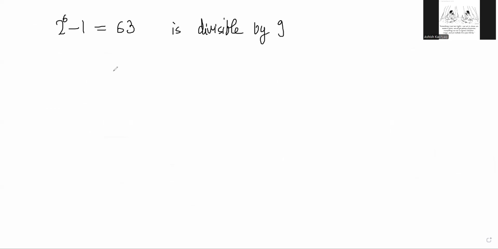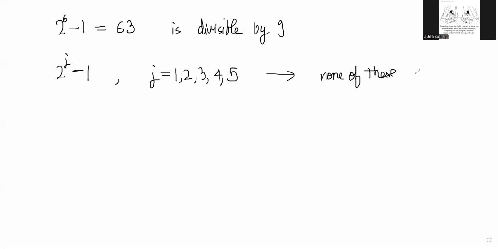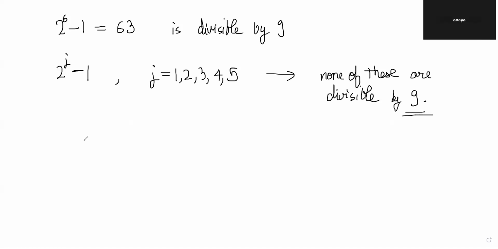Right. If you take any 2 power j minus 1, where j is 1, 2, 3, 4, 5, you will see that none of these are divisible by 9. You can check it, none of these are divisible by 9, right? Right. 31, 15, and so on, right? Yeah. So what are we getting? This means that 2 power k minus 1.